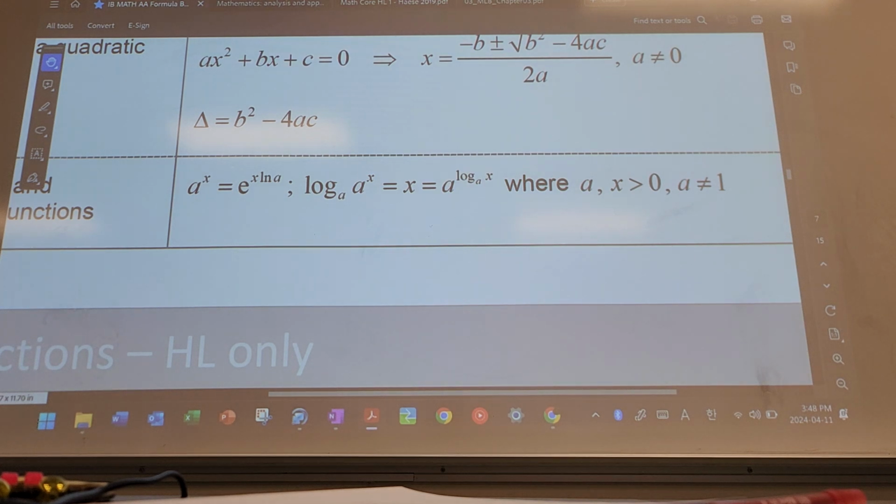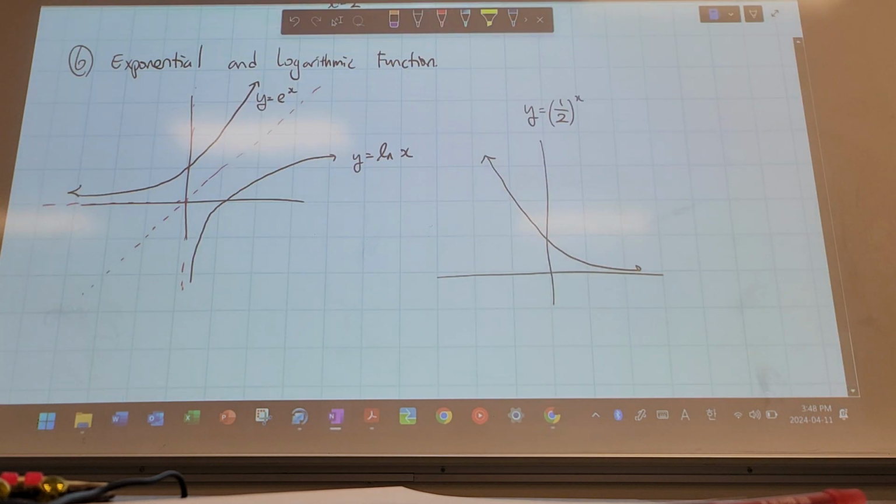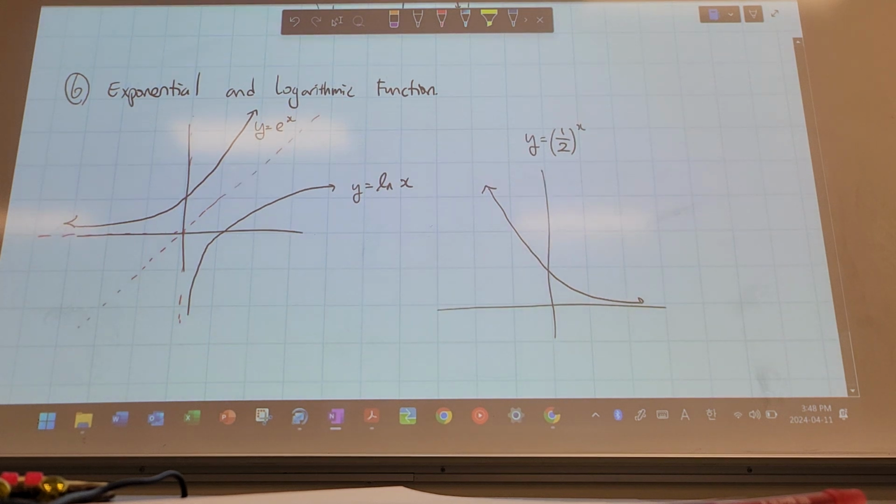Anyways, let's move on, unless you have other questions. Shape of negative and fraction base, we saw that. And y-intercept and x-intercept, we also saw that. Asymptotes and x-intercepts. Okay. Any other parts?